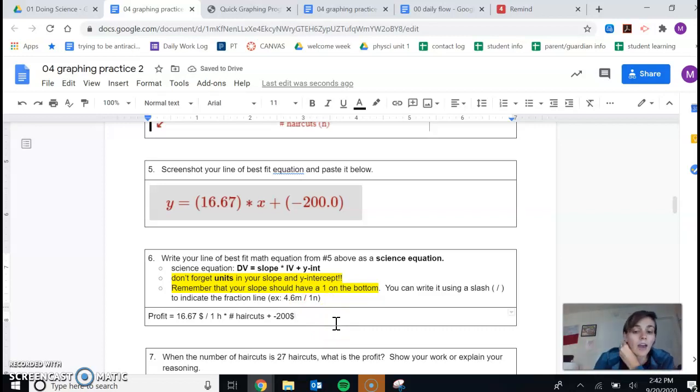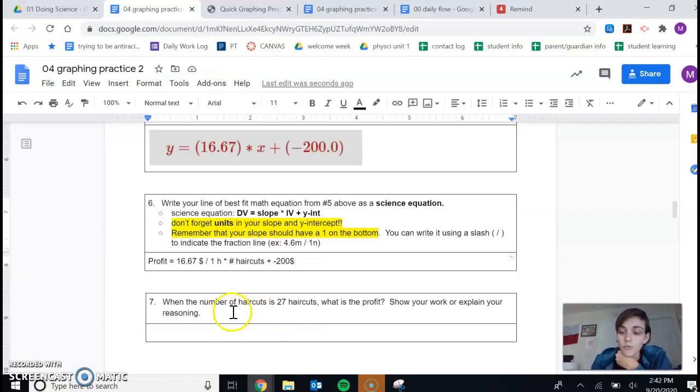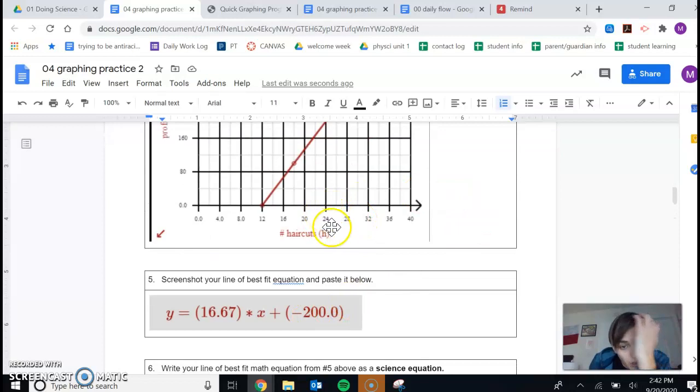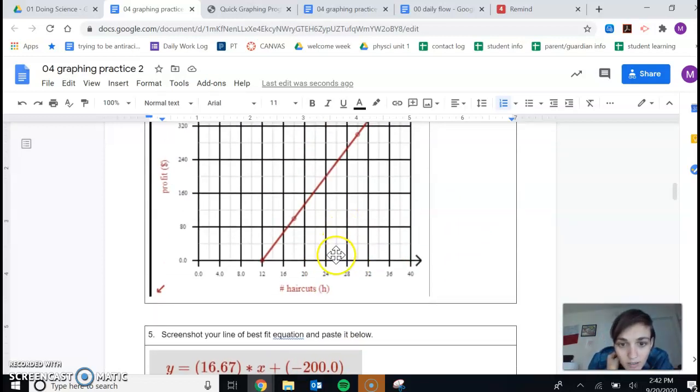Okay. And then the last question is asking us to read the graph, make our prediction, right? When the number of haircuts is 27 haircuts, what is the profit? There are a couple ways you can do it. You can do some math, but it's a little bit easier, I think, if you just read the graph. So 27 haircuts, we're going to come over here. We're going to look for 27. That's going to be somewhere between 24 and 28. We're going to go up to the line, go over, and it looks like it's pretty close to $240, right?